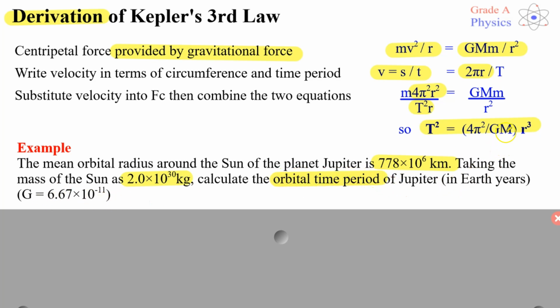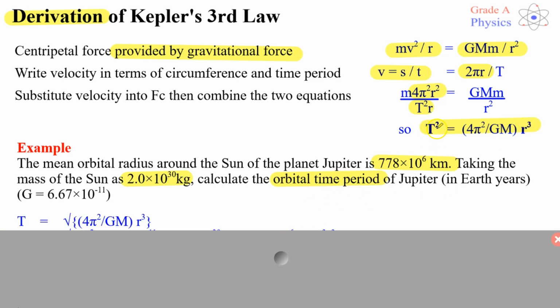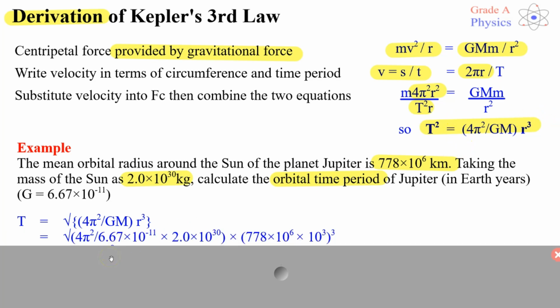We know big G, we're given that. We know big M is the mass of the sun. We don't need the mass of Jupiter in this case. And we're given the time period. No, we're trying to find the time period. We're given the value of r. So we need to make, first of all, T the subject. So that's going to be the square root of all of this. And then it should just be substitution.